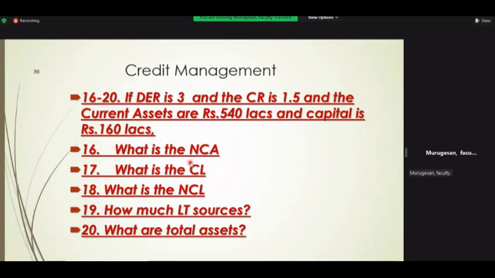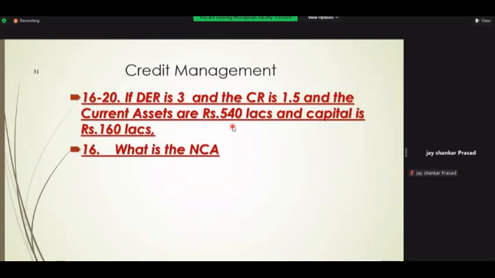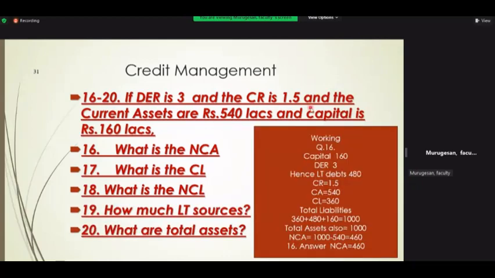Now, NCA, CR is 1.5. In any data, the first data is current assets. Current assets 540, current ratio 1.5. Now, can anyone tell what will be the current liabilities? 360. Capital is 160. From this data, you can get debt, NCL. Capital 160, debt equity ratio 3. So 3 into 160, 480 will be long-term debts.